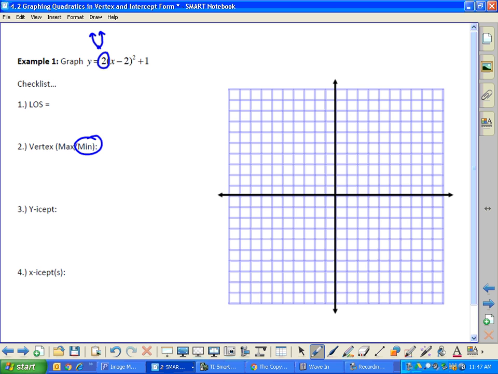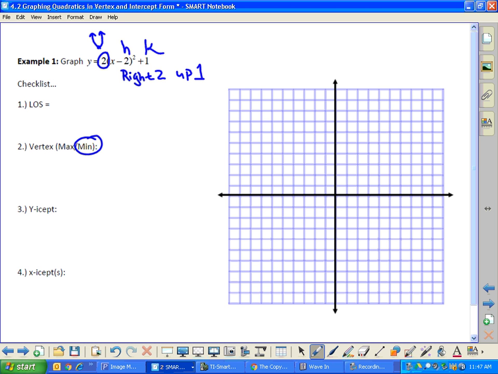I also notice it's a number bigger than 1, which means this graph is going to be stretched out, if you'll remember how that works. So it's going to be skinnier than x squared. I notice I also have an h value of 2 and a k value of 1. Essentially, this graph would move to the right 2 units and then up 1 unit.